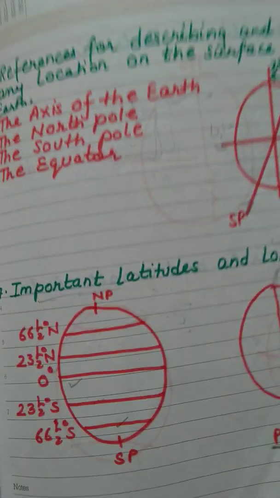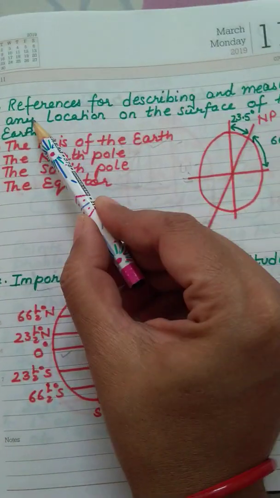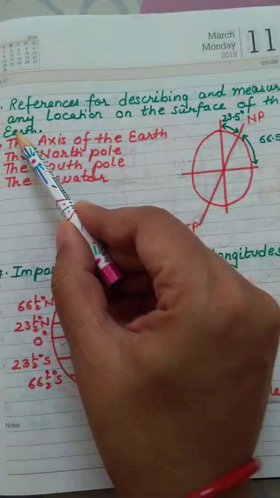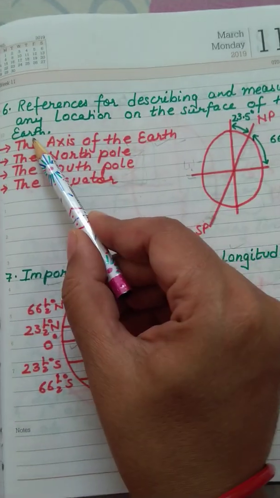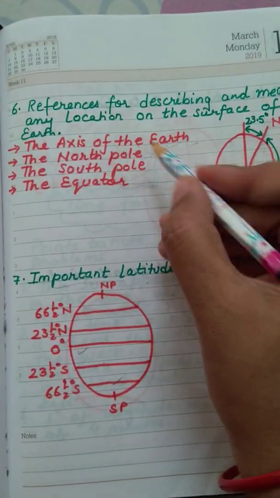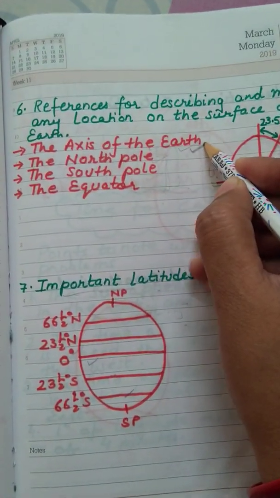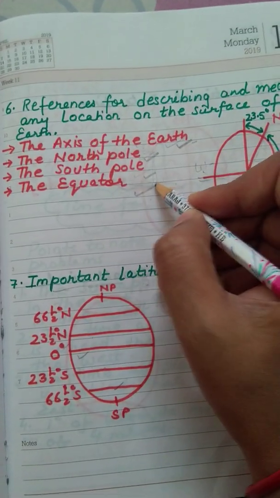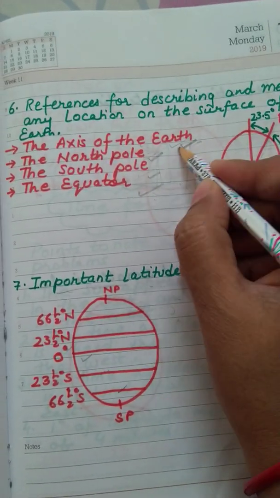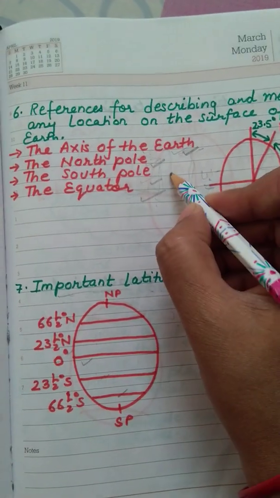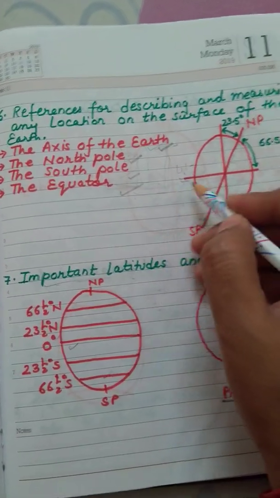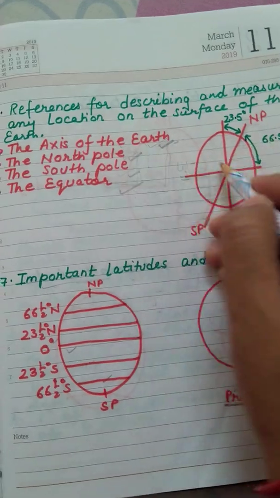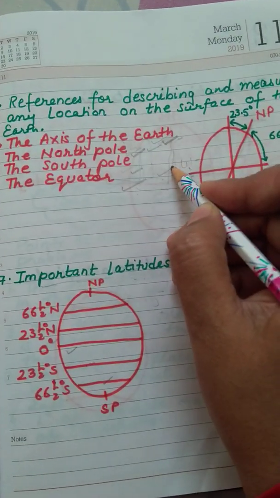Now come to the next topic. References for describing and measuring any location on the surface of the earth. So we need 4 references: axis of the earth, North Pole, South Pole, equator. Why we need all these 4 references? If we want to locate latitudes and longitudes on globe, we need these 4 references.